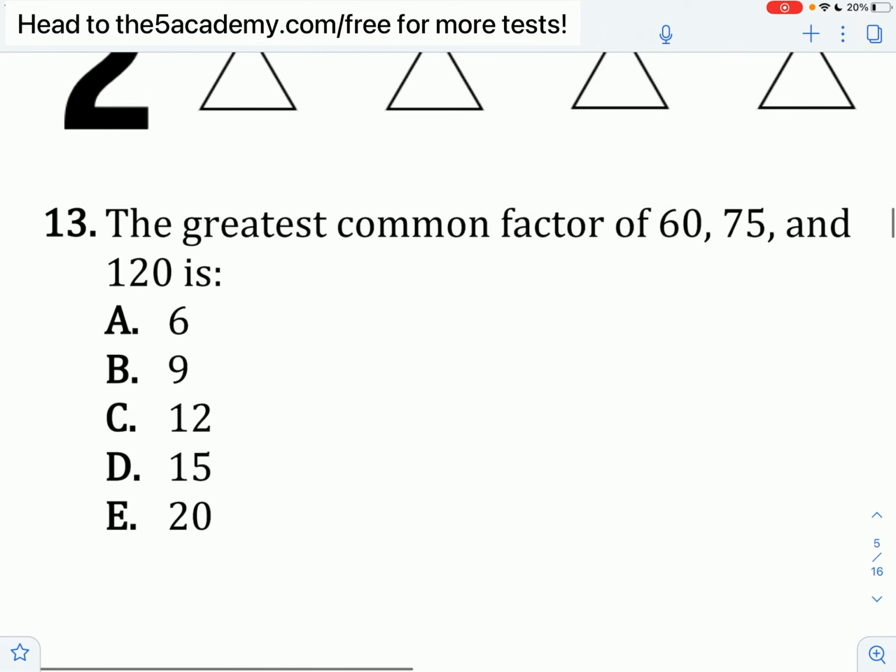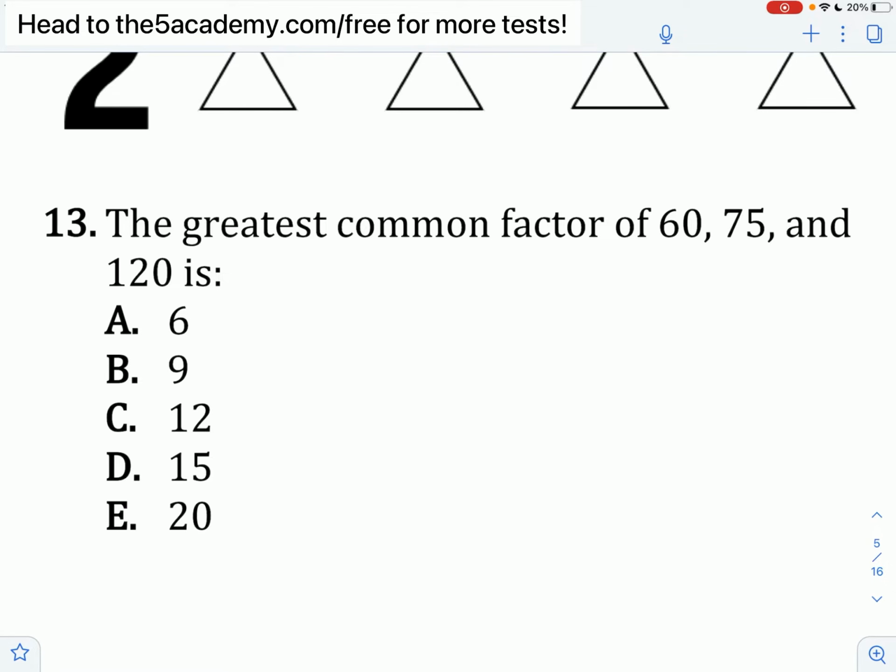The greatest common factor of these two numbers is what? To find the greatest common factor, there is a proper, correct way to do it. There's also a very reverse backsolve cheat method of doing it. Of course, it's allowed. So let me show you both. The cheat method of doing it is to take each of these numbers and divide it by each of the answer options. You want to find the greatest answer option out of all of these that you can divide all three of these numbers by.